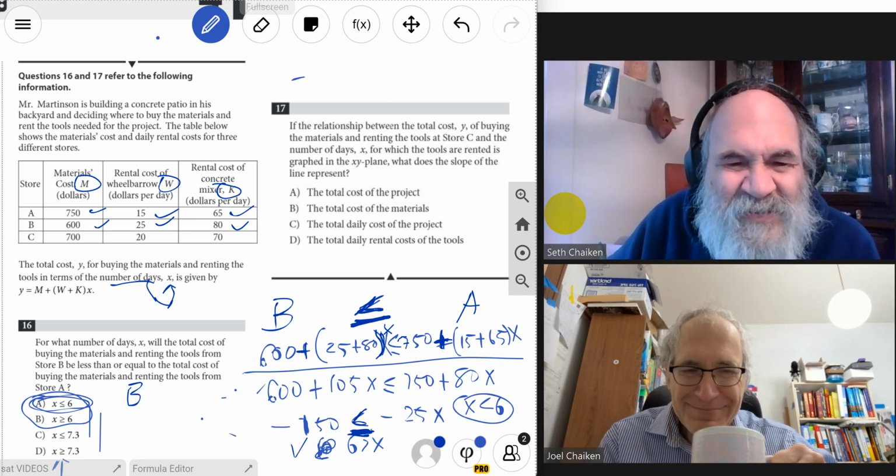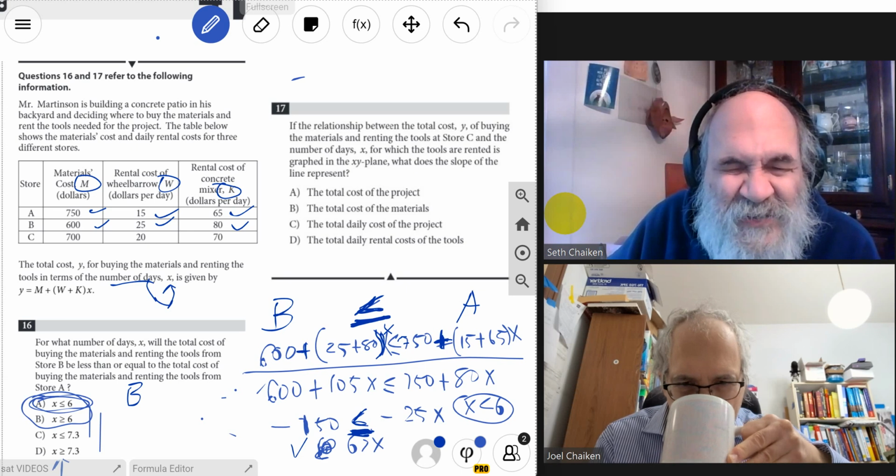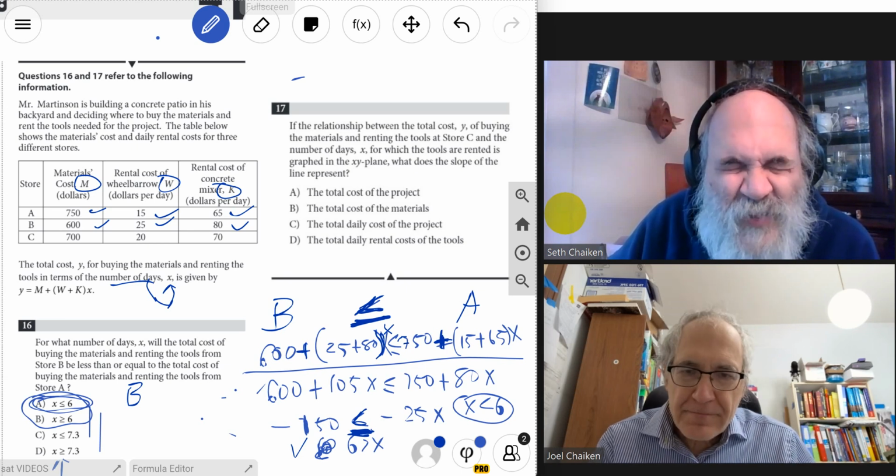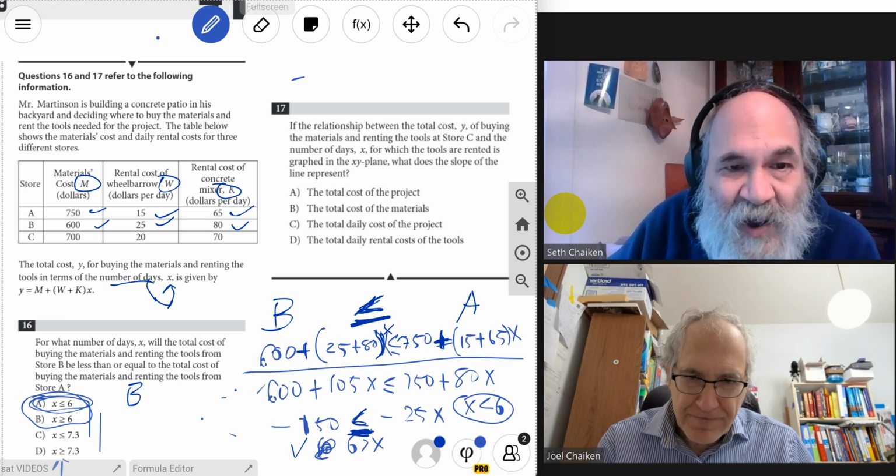Now we simplify the coefficients. First, simplify the coefficient. 25 plus 80 is what? 105.